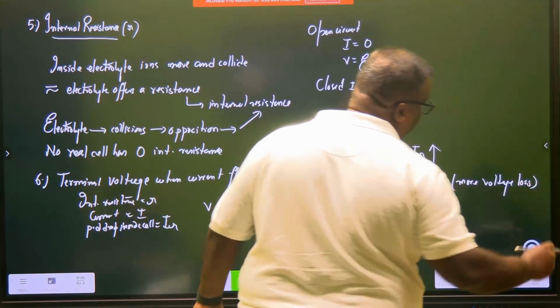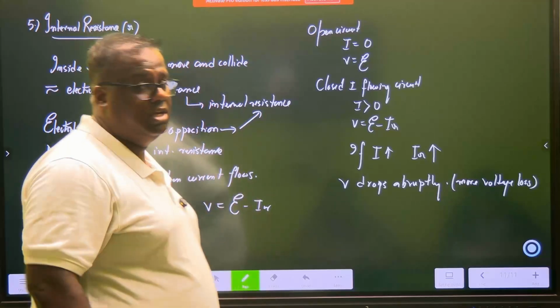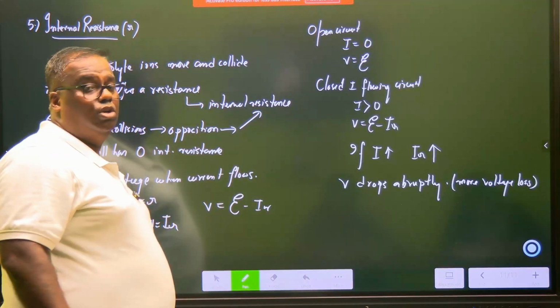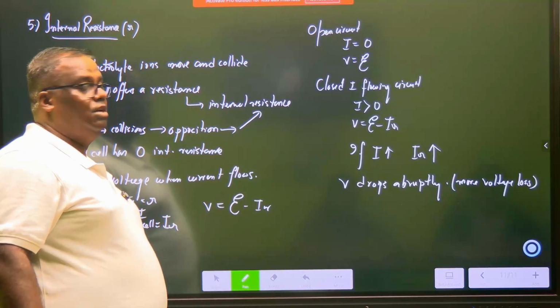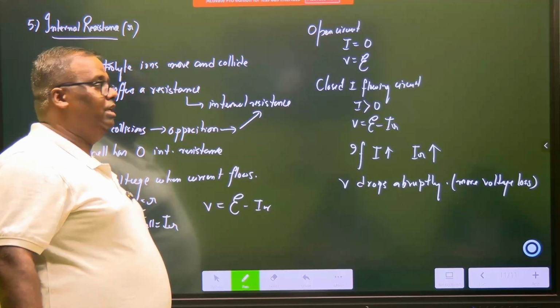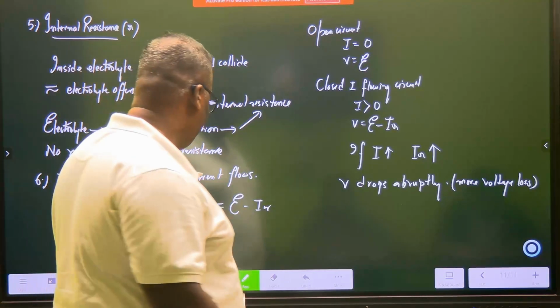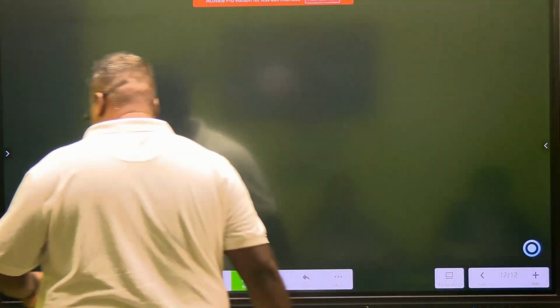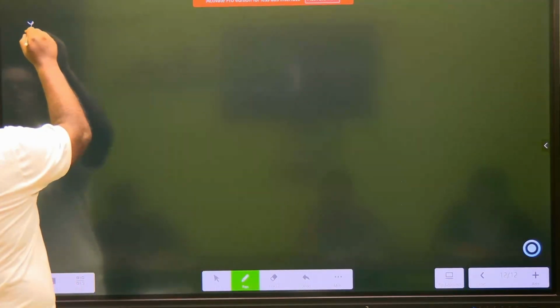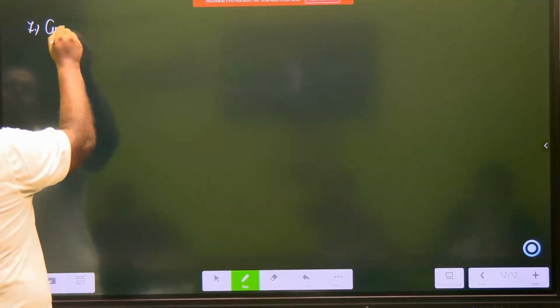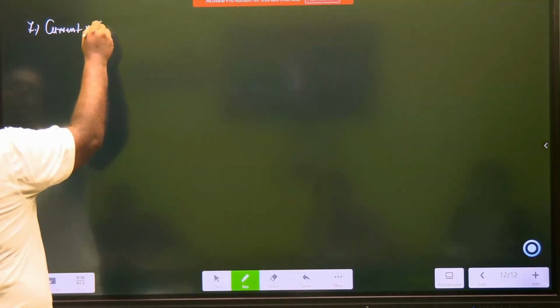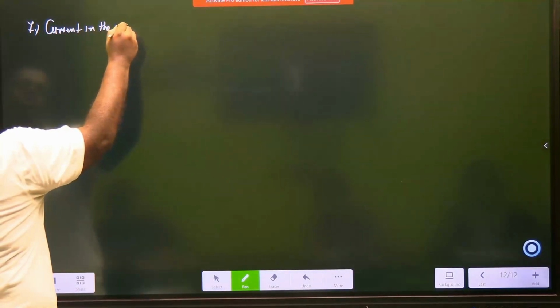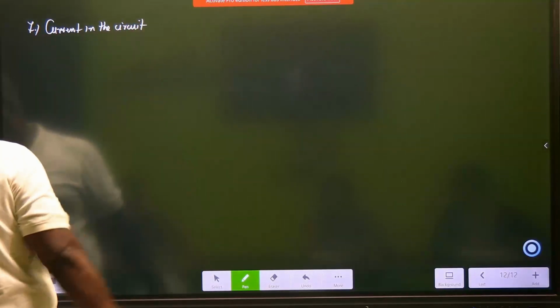So please always check the current of the device. If the current demand is more, do not connect that device with your battery. Your battery will run down very quickly. Can I go ahead? Okay. So let's see our 7th point, current in the circuit now.